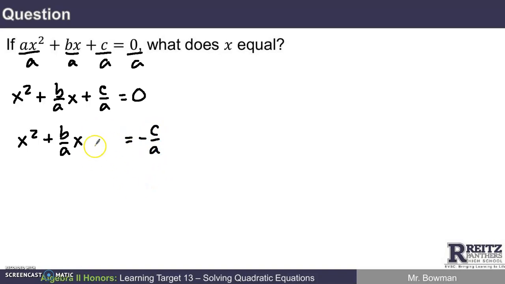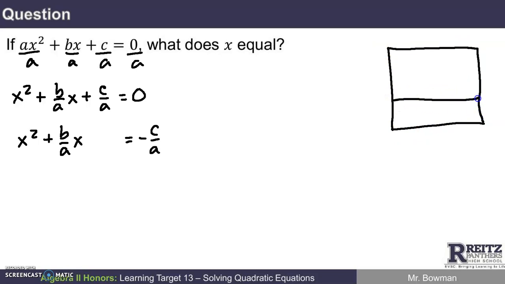Now I've got to think about what number completes the square here. So I'm going to sketch out my complete the square box diagram and see if that helps me figure it out. So my x squared I know belongs here, and I know that's going to lead to x times x as the two factors that give me x squared. I need to split my b over a x into two equal pieces since I'm making a square. So what's half of b over a times x? It'd be b over 2a times x.